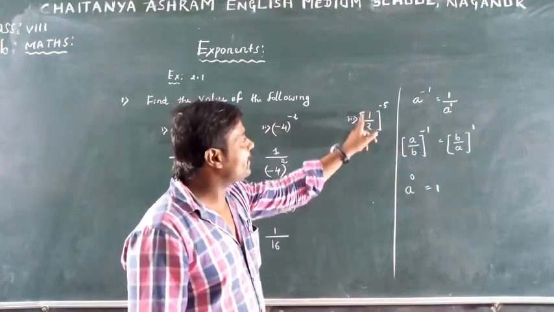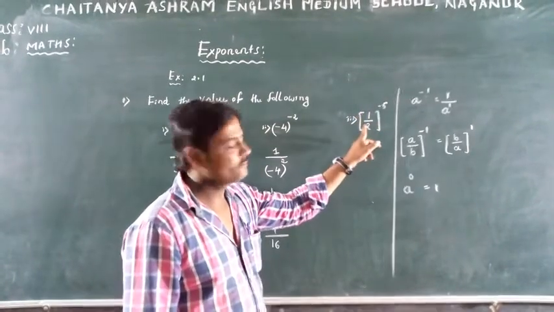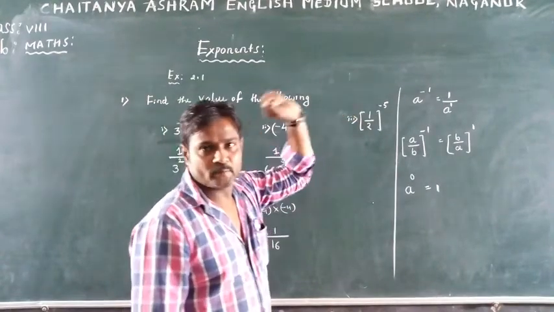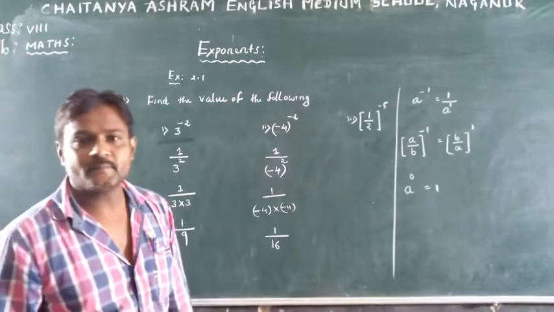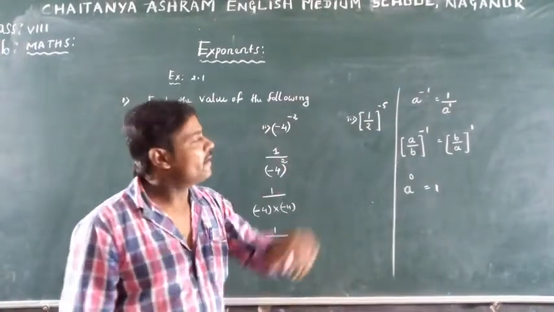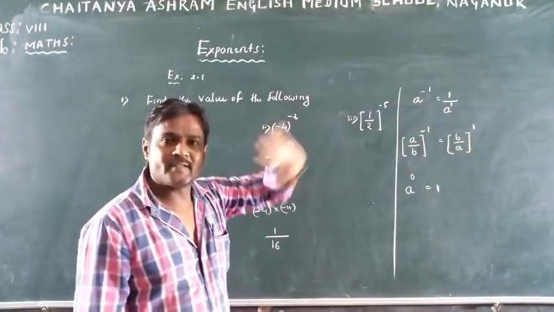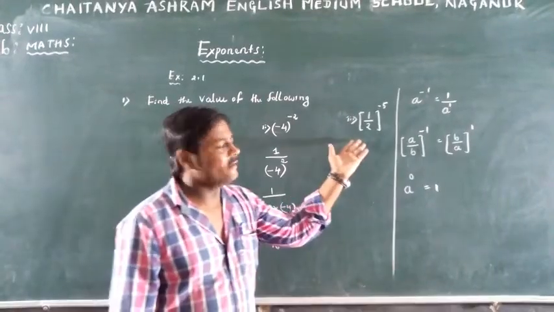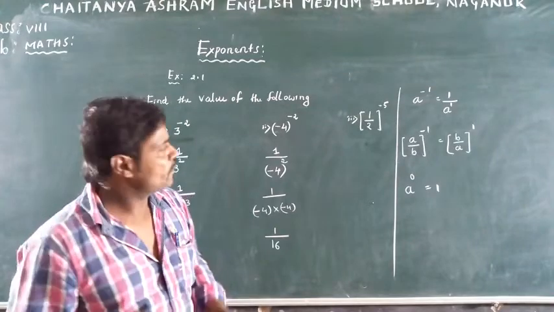Now the base is a fraction. The base of this exponent is a fraction: 1 by 2 raised to the power minus 5. When an exponent has a fraction as its base and a negative power, such an exponent is also a negative exponent. So to find its value, convert it into a positive exponent.